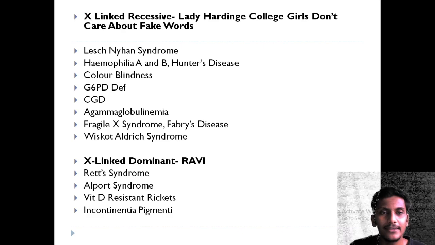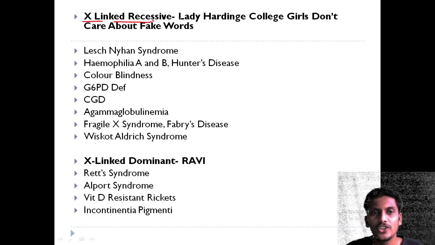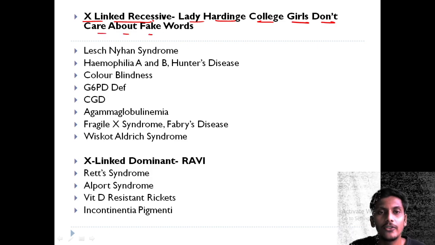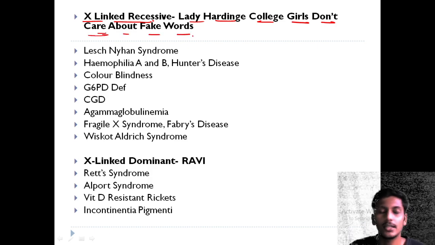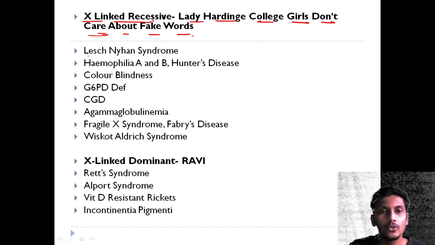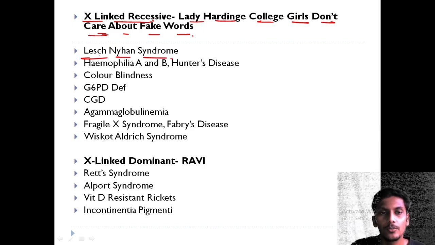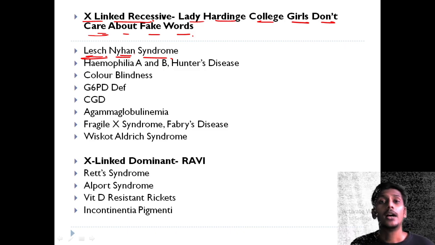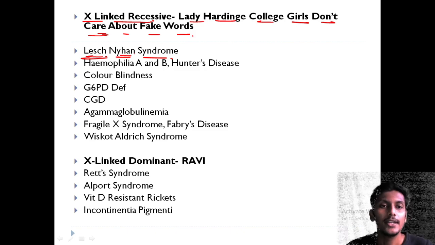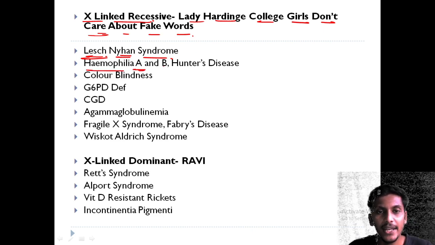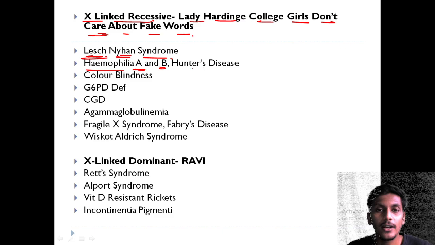Next one is your X-linked recessive pattern of inheritance, for which the mnemonic is "Lady Harding College girls don't care about fake words." Okay, so this is the mnemonic for X-linked recessive. So please remember L goes for Lesch-Nyhan syndrome. Okay, Lesch-Nyhan syndrome due to HGPRT deficiency. Question in your FMG 2021 session. Then H goes for hemophilia type A and type B, and also for Hunter's disease.